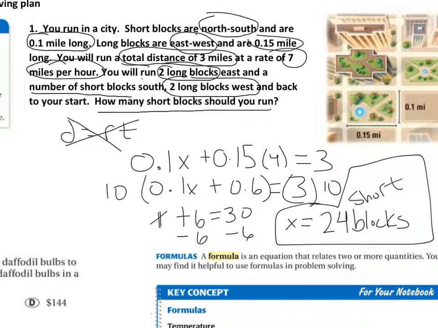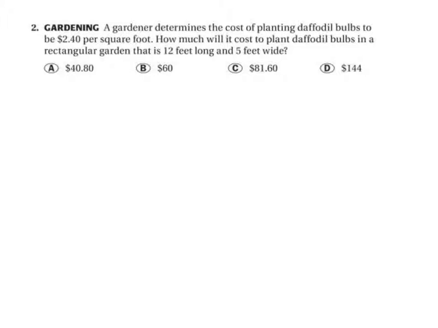Let's take a look at another example. Here's a nice multiple choice, everyone's favorite, guys. It says a gardener determines the cost of planting daffodil bulbs to be $2.40 per square foot. How much will it cost to plant daffodil bulbs in a rectangular garden that is 12 feet by 5 feet wide? So here's the thing. Again, we're going to need these. But this one kind of gets double because it says, how much will it cost?